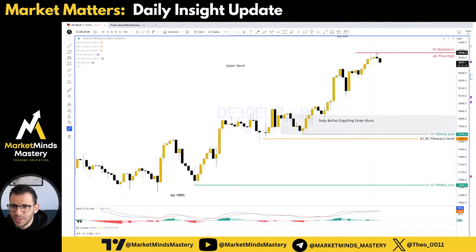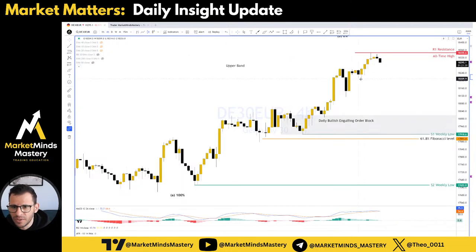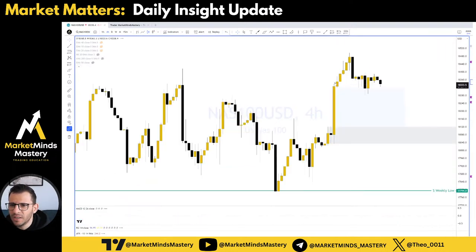DAX found resistance at this all-time high, a couple of inside candles, and let's see what's going to happen. I'm not into intradaying DAX currently because of these very unpredictable higher highs and higher lows we see on the DAX lately.